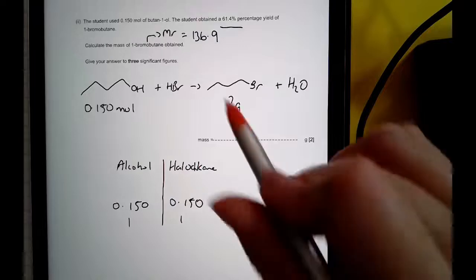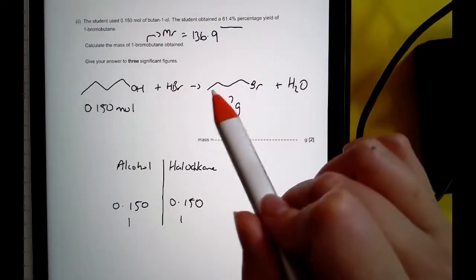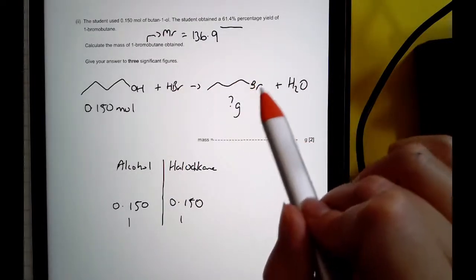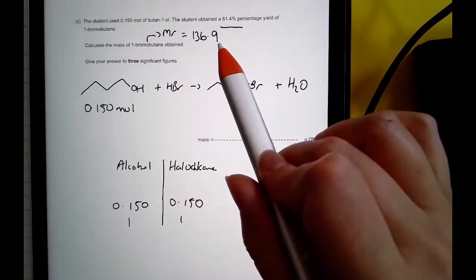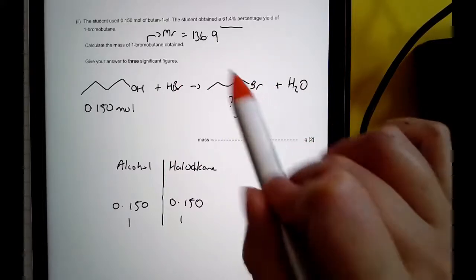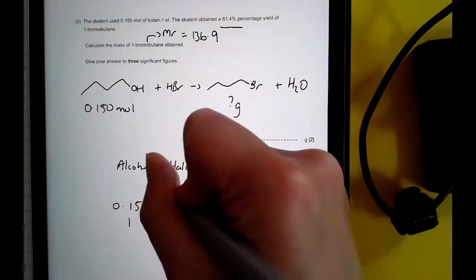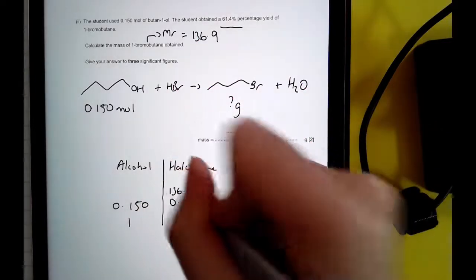You do have to work out the formula mass of the haloalkane, so you'd have to count up the number of carbons, hydrogens, and the bromine and work it out. And when you're working out formula mass, you should always use the mass numbers to 1 decimal place. So I work out the formula mass is 136.9.